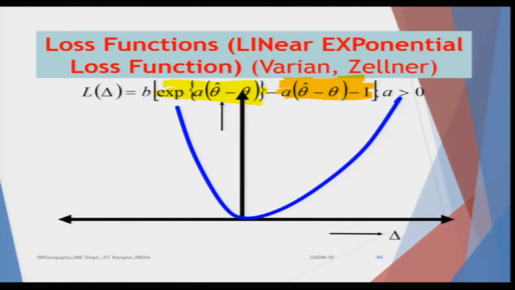So, now see the beauty of the loss function, and obviously b and a are some parameter values. If b is multiplied, it basically scales up or scales down the overall loss function which you have.